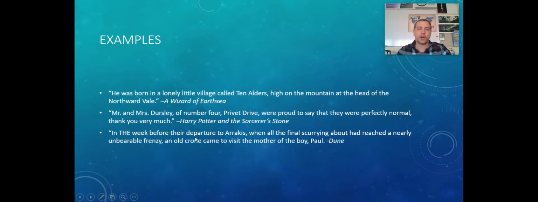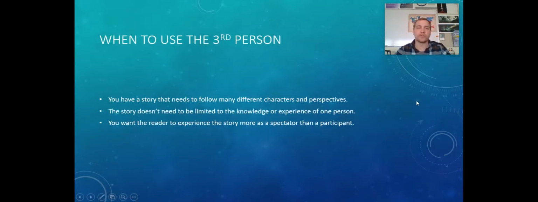"In the week before our departure to Arrakis, when all the final scurrying about had reached a nearly unbearable frenzy, an old crone came to visit the mother of the boy, Paul." And that's from the book Dune. And here they're referring to the main character, the protagonist, Paul, by his name, not as "I." If this were first person, it would be that the old crone came to visit my mother, right? And so it just changes the distance between the reader and the character when you choose these things.